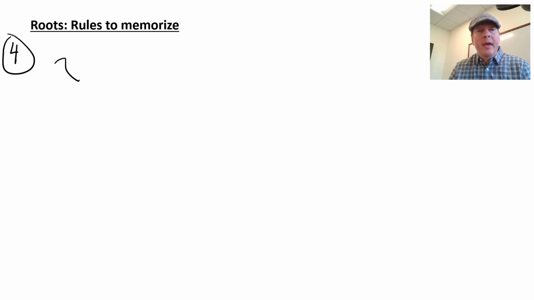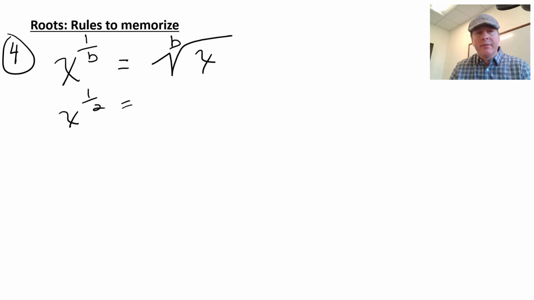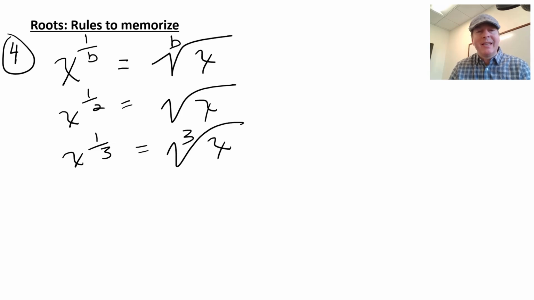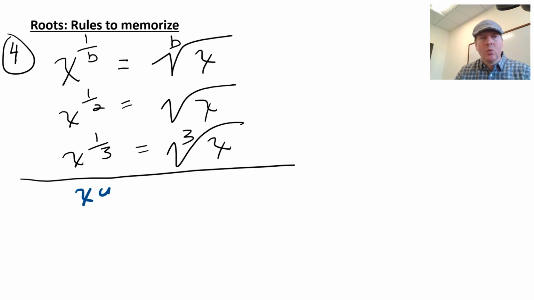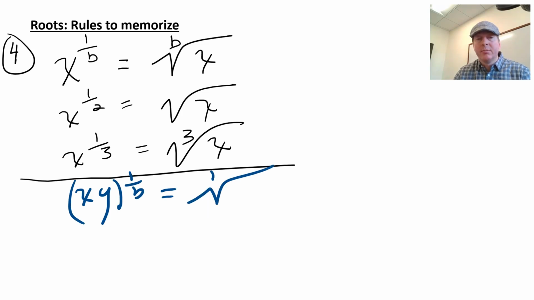Let's look at another rule. X raised to the power of, let's say, 1 over b is the b-th root of x. So we know that x to the 1/2 is the square root of x. We know x to the 1/3 is the cube root of x. So the index number, as it's called, goes inside that little divot there. X to the 1/2, that's an implied 2. Suppose I wrote xy raised to the power of 1 over b. That is the b-th root of x times y.